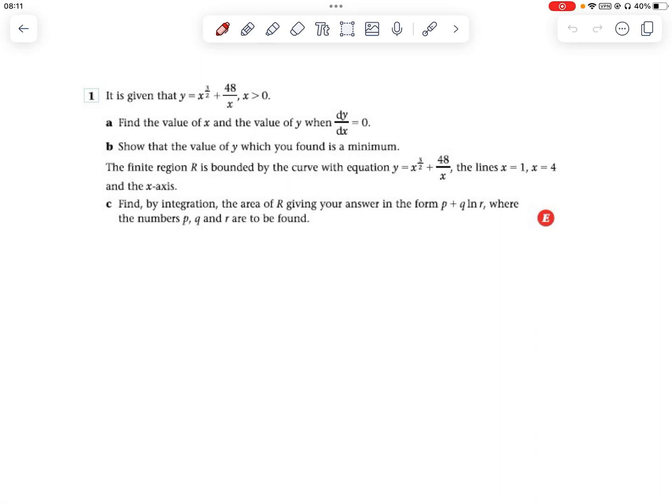So welcome. This is the total revision of all the integration for both IBDP and A levels. So the first question. We will be going to do all the different kinds of models of the question based on the topic integration and some past paper questions.